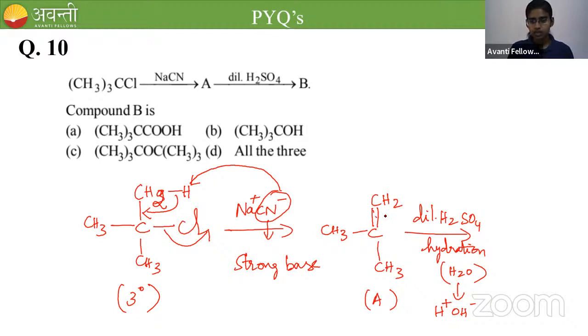So break the bond, and this carbon has 0 hydrogens and this carbon has 2 hydrogens. So the negative part goes to the carbon which has less number of hydrogens. So it goes here and hydrogen goes here. So it is CH3, C, CH3, OH and CH3. Got it? So we are getting the tertiary alcohol from the given tertiary alkyl halide. So which is the correct answer? Option B is the correct answer for this question. So we will not get acid or ketone or all three. So we get only alcohol from the reaction.